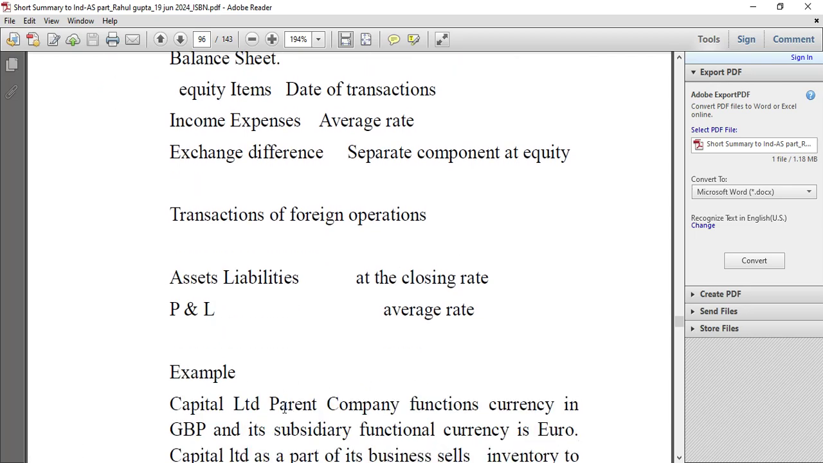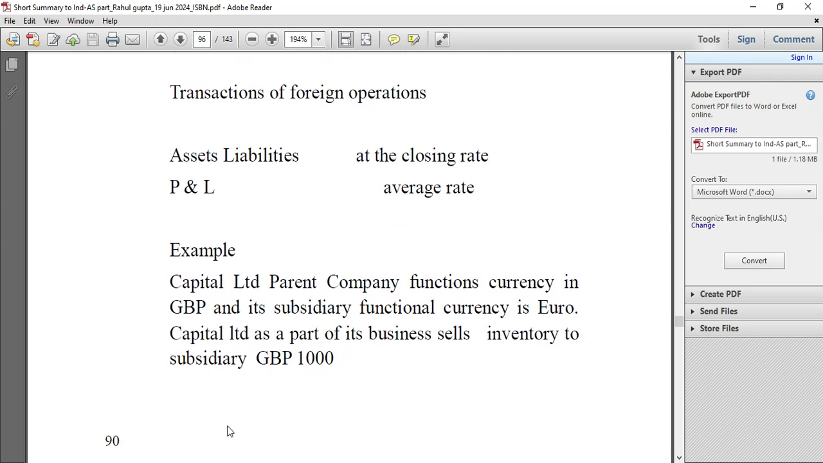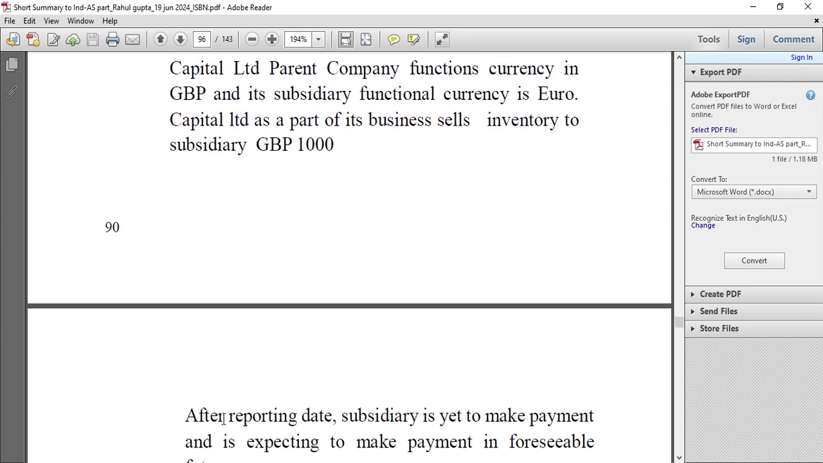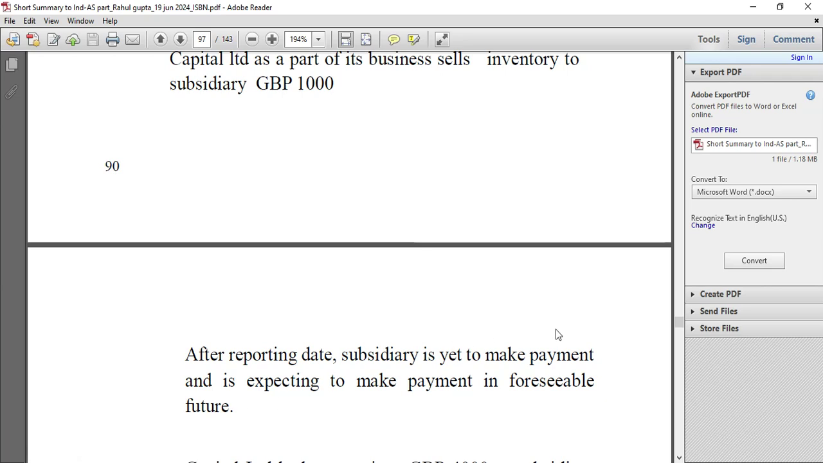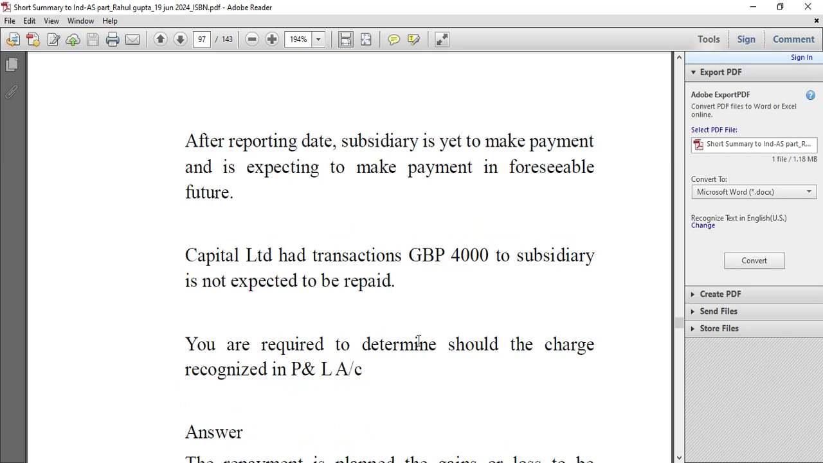P&L at average rate. Example: Capital Limited, the parent, has functional currency GBP and its subsidiary's functional currency is Euro. Capital Limited, as a part of its business, sells inventory to the subsidiary for GBP 1000. After the reporting date, the subsidiary is yet to make the payment and is expecting to make the payment in the foreseeable future. Capital Limited also had a transaction of GBP 4000 with the subsidiary that is not expected to be repaid. You are required to determine whether the exchange difference should be recognized in P&L.